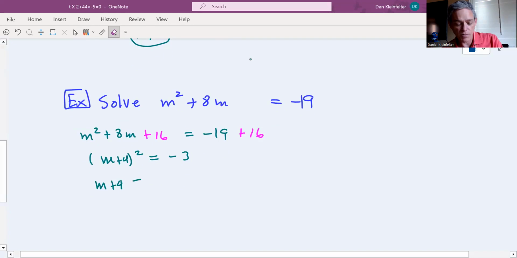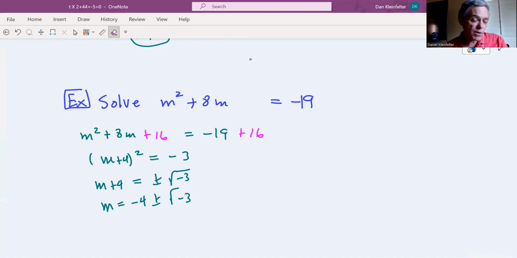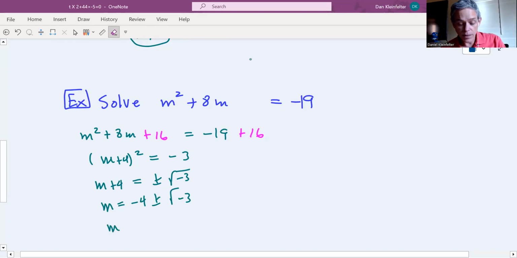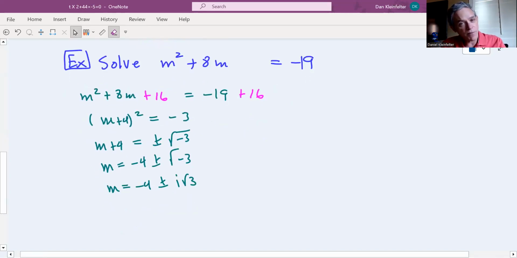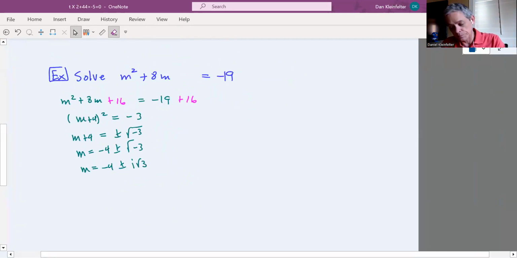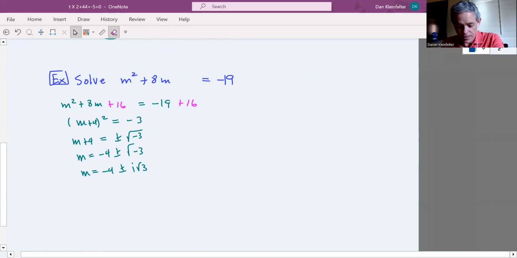M plus 4 will be plus or minus the square root of negative 3. M will equal negative 4 plus or minus the square root of negative 3. The square root of negative 3 is going to be i square root of 3. So we'll have negative 4 minus i root 3 and negative 4 plus i root 3. Okay, a couple more examples to come.